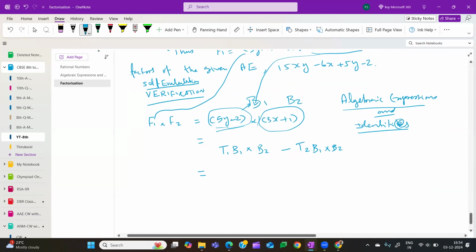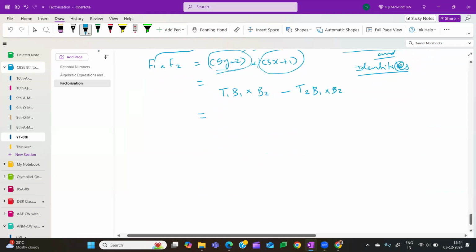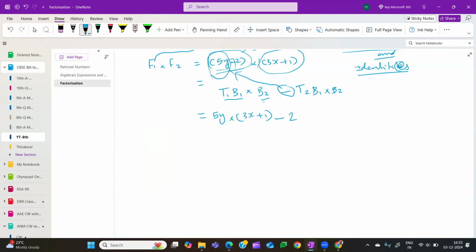So this means first term of binomial 1, what is that? 5y. We have 5y here, and into binomial 2 is what? This is 3x plus 1. Then the minus symbol is coming from this place. So minus term 2 of binomial 1, what is that? 2. Term 2 of binomial 1 is 2 into binomial 2. What is binomial 2? It is 3x plus 1.